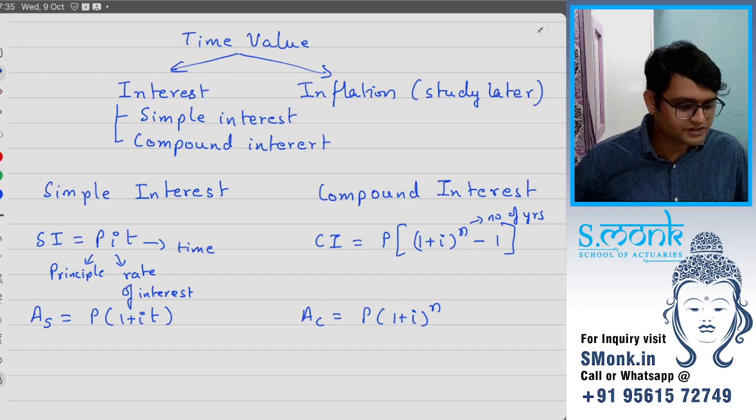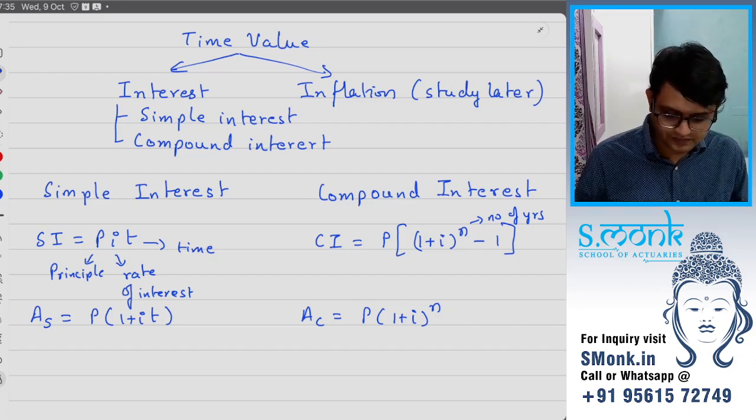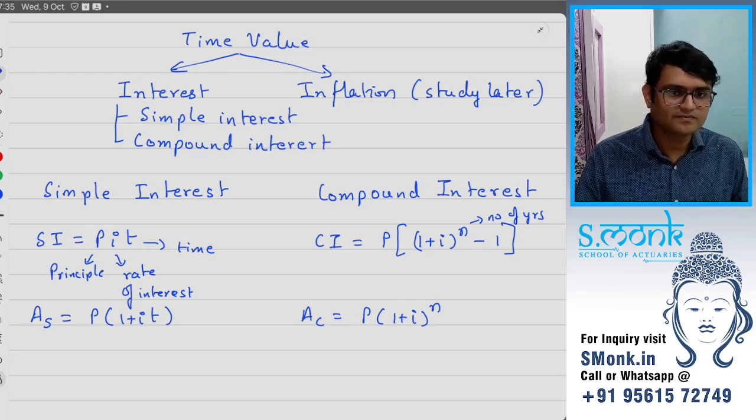Hello, am I audible? Yes. So maybe because of inflation, to beat inflation. If we only consider simple interest, and if we assume that it is 6%, then after 10 years, if we're getting only 6%, we might not be able to beat inflation. So the interest that we are earning should also be able to beat inflation. That is why we have introduced compound interest.